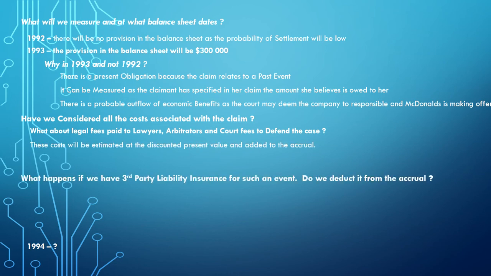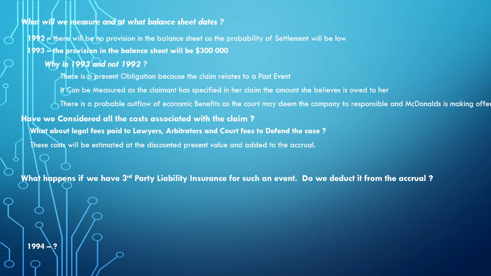Okay. What happens if we have third-party liability insurance for such an event? Okay, so this is interesting because if we believe that we have these kinds of contingent liabilities such as product warranties or rehabilitation, we may decide to take out insurance with an insurance company, and they would obviously pay us. So how would we treat that? Would we say, okay, we have to disclose 20,000 in our disclosure notes, but we have insurance for this that will pay us out 80% of the value. How do we treat that?